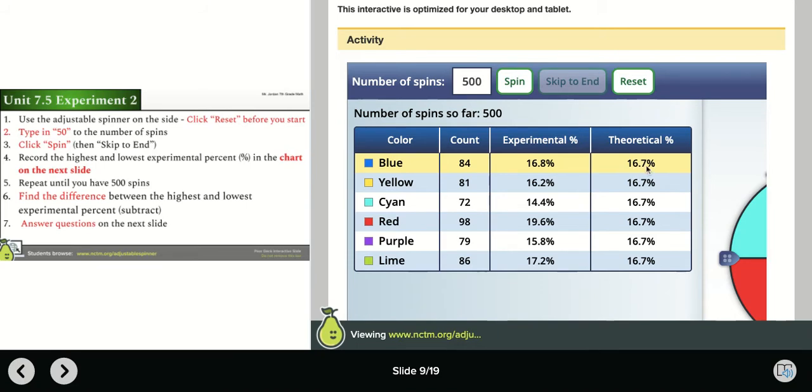Notice that the theoretical percent is 16.7%. The more I do, I'm getting very close to the theoretical, 16.8% instead of 16.7. 16.2, 14.4 is just a little 2.3% off. 19.6 is a little bit higher. It's about 2.9, almost 3% higher. 1% difference, 0.5% difference. So the more spins that I do, this experimental number is going to get closer and closer to the theoretical number.